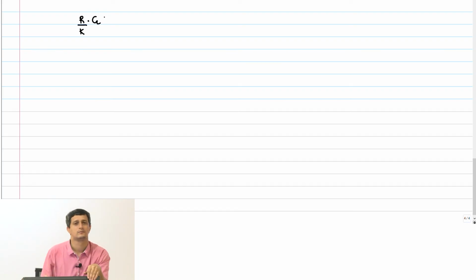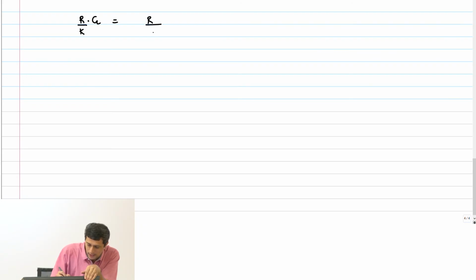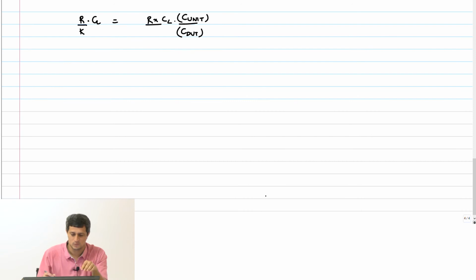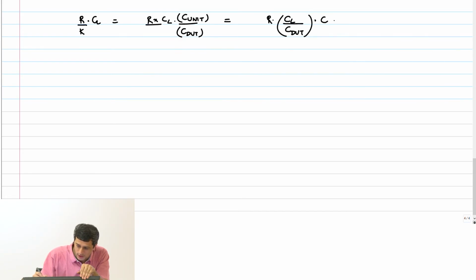Therefore, I will now write this R by K into CL as R by R into CL into K. What was K? C device under test into C unit. So I am going to write it like this: R into CL by C DUT into C unit.